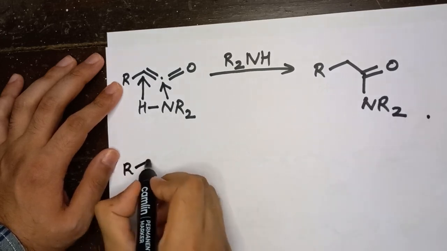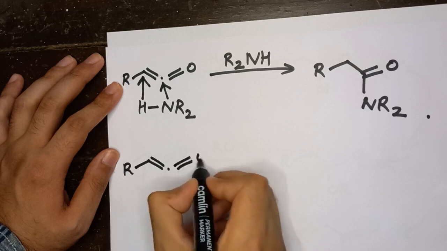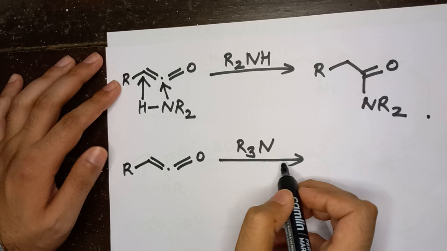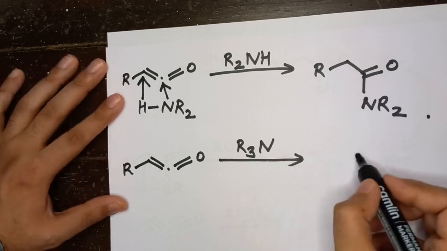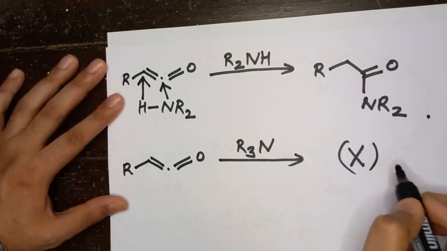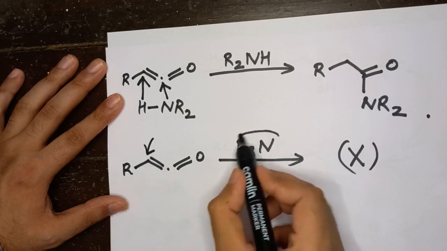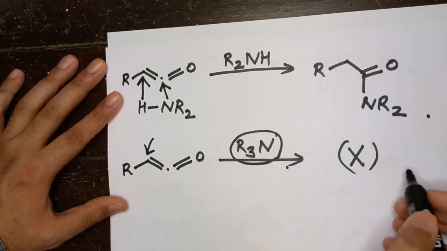Now let's say I have ketene and I'm adding, this time, tertiary amine. So let me tell you, the reaction will not go, simply because there is no hydrogen to add at this position. We have a tertiary amine this time.